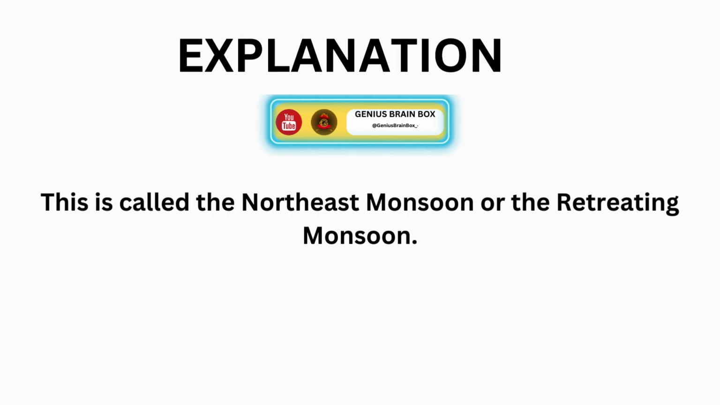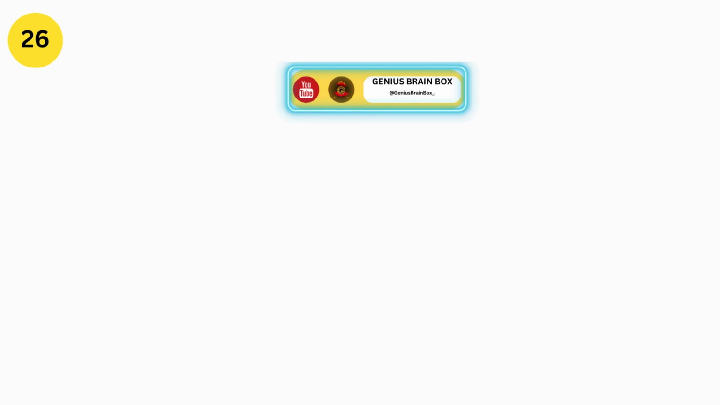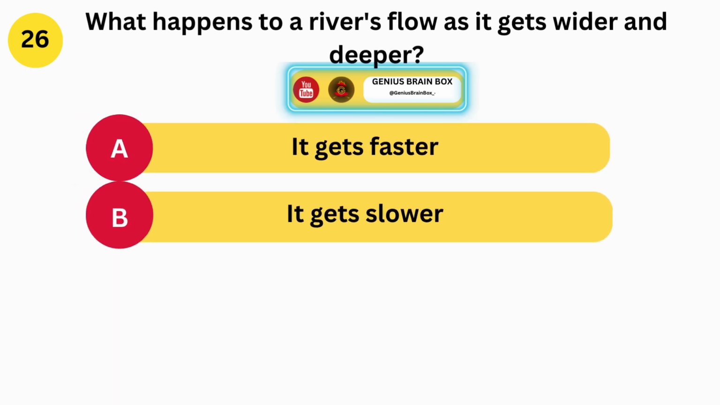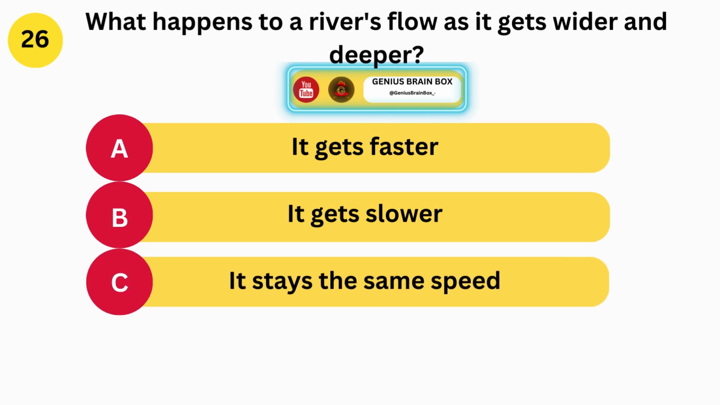Explanation. This is called the northeast monsoon or the retreating monsoon. What happens to a river's flow as it gets wider and deeper? Option A, it gets faster. Option B, it gets slower. Option C, it stays the same speed.